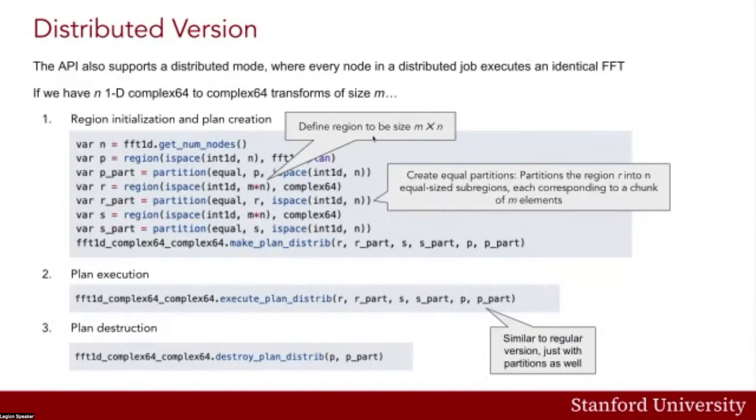And then we use Region's partitioning abilities to create equal partitions, where we partition the region R into n equal size subregions. So each subregion is going to have a chunk of m elements. And then, when we create the plans and execute them, we also just pass the partitions in. And this allows us to do multiple transforms pretty easily.